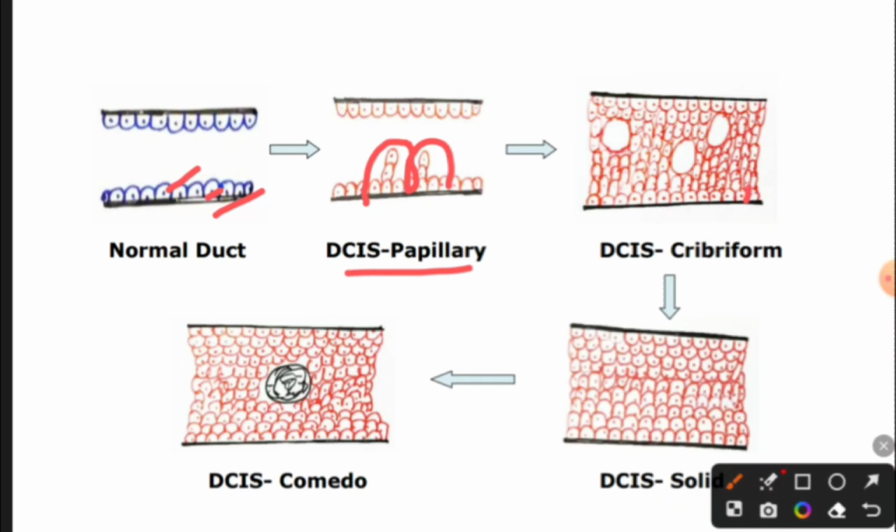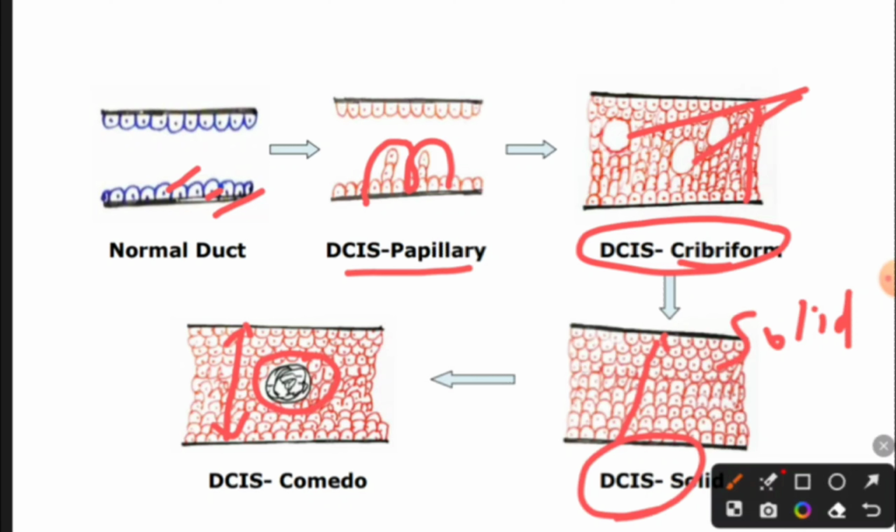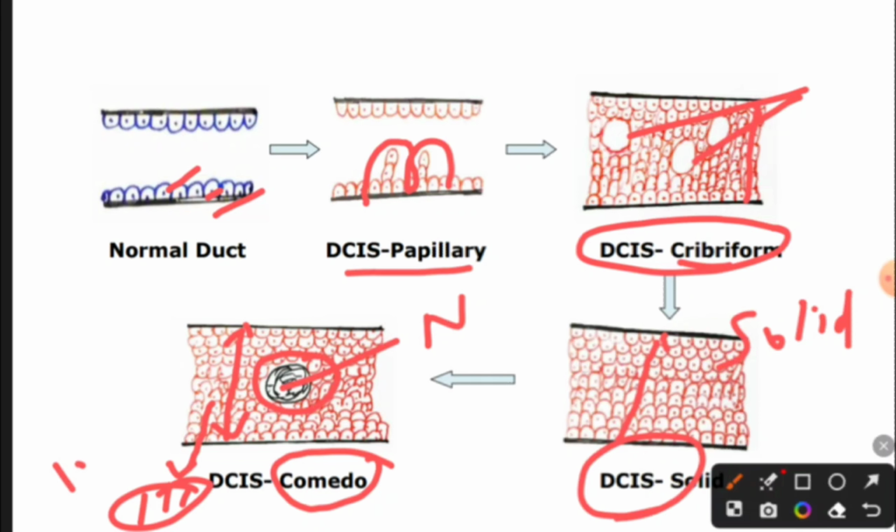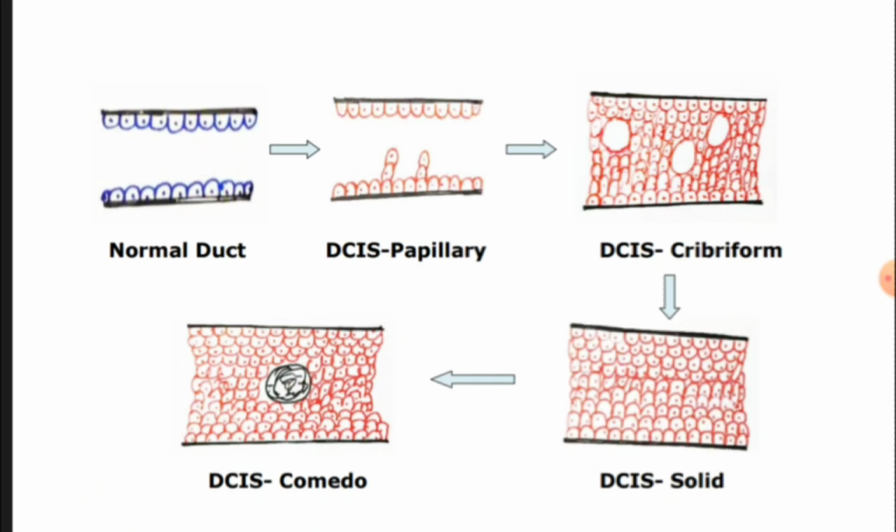Continued proliferation of these cancerous cells distends the duct, and the vascularity in the central part of the duct gets jeopardized, as a result of which necrosis takes place. And this necrosis is the hallmark of comedo type of ductal carcinoma in situ. Continued proliferation will cause the cancerous cells to come out of the duct and invade the surrounding structure, and it will lead to development of invasive ductal carcinoma.